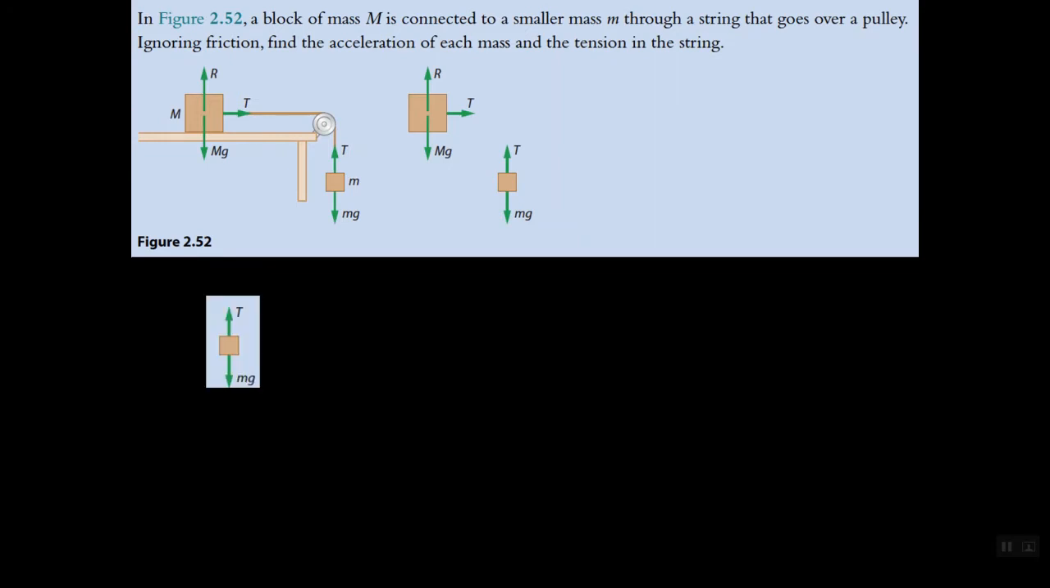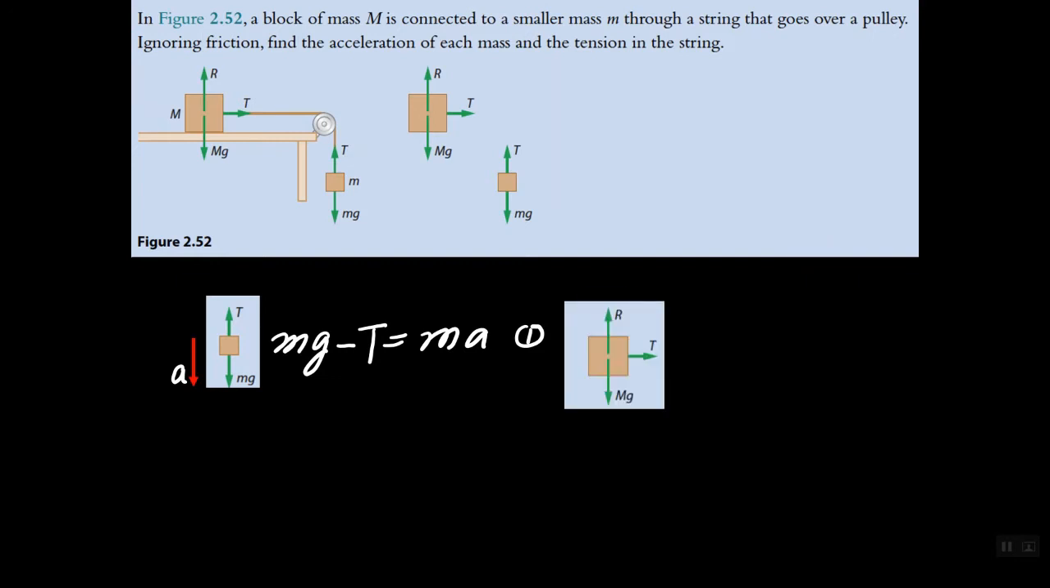So let us take a look at the small mass, which accelerates in the downward direction. That means mg minus T equals ma. That's our equation 1. And the large mass is accelerating horizontally to the right. That is T equals Ma.